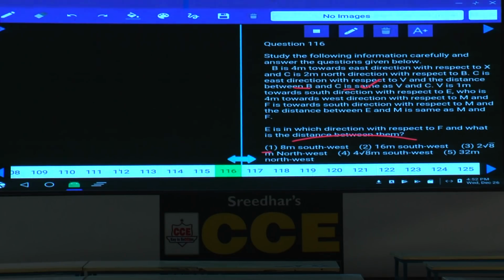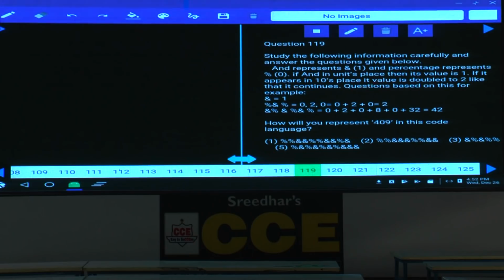116 to 118 are not required. Next one, 119 and 120. Now question number 119 and 120. Again, these questions are based on binary logic.